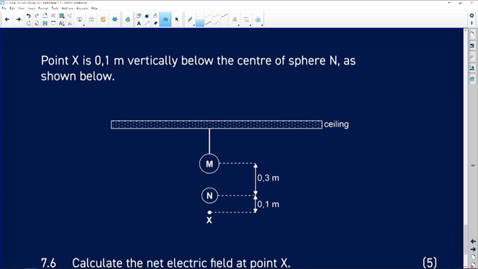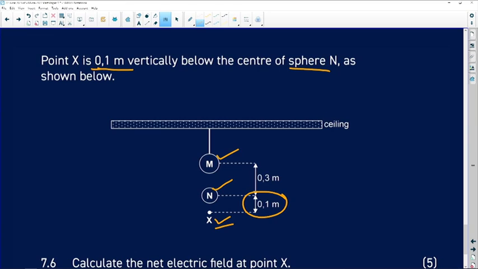We are now looking at 7.6, and we are given a statement here. Let us just go through it. It says point X is 0,1 meters vertically below the center of sphere N. We can see the distance given as shown below. So we have sphere M, sphere N, and point X here.